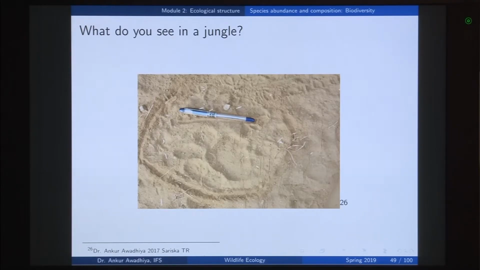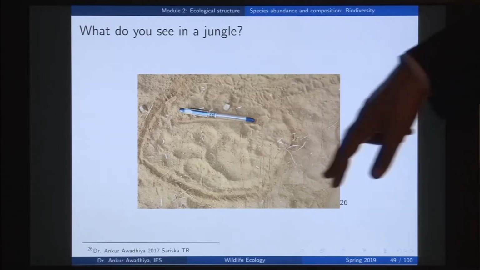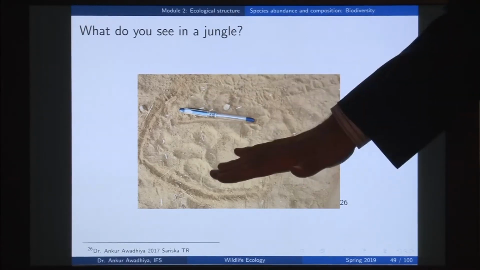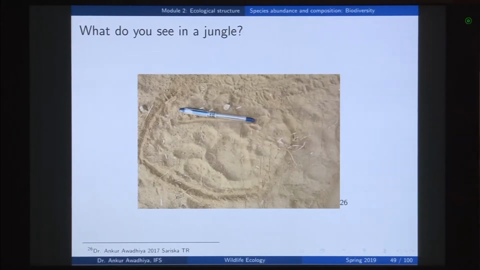For instance, this is an image of a pug mark of a tiger. A pug mark is a mark that is left on the ground when the animal is walking. In this case we have this loose soil, so when the tiger was walking here, it left an imprint on the ground which is the pug mark, and we have kept this pen to give you a sense of scale of how large this pug mark is. So, even though we are not able to see some animals, we might be able to infer their presence in the forest by using these indirect signs.